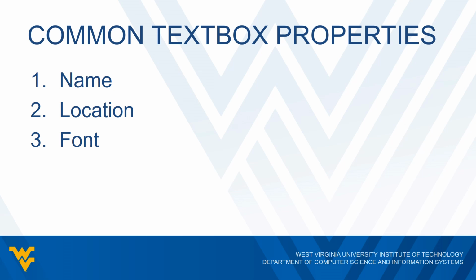We would have the font, which would dictate the font and style and color of the actual text that would appear in the text box. And then of course we would have the visible property, which would determine whether or not the text box would appear when we run the program.